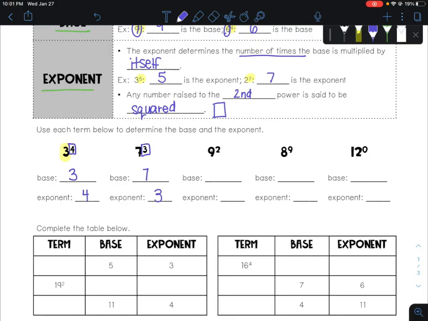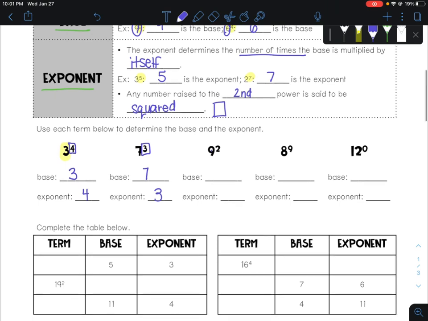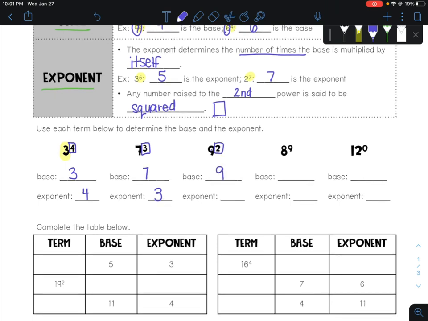9 to the second, or 9 squared, 9 is the base with an exponent of 2. 8 to the 9th power means 8 with the 9 as the exponent. And then a weird one, 12 to the 0 power. The base is 12. The exponent is 0. This is actually a cool one because if you do 12 to the 0 power, you actually get 1. And in fact, any number to the 0 power is 1.